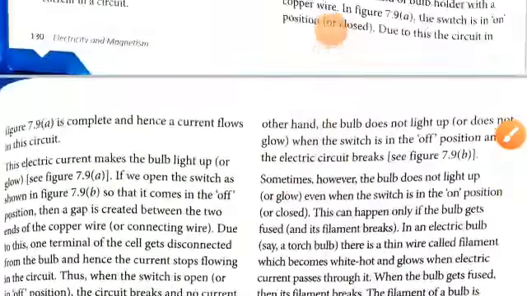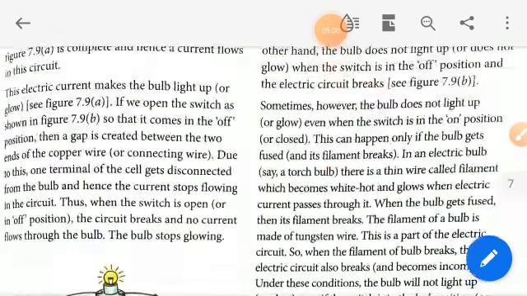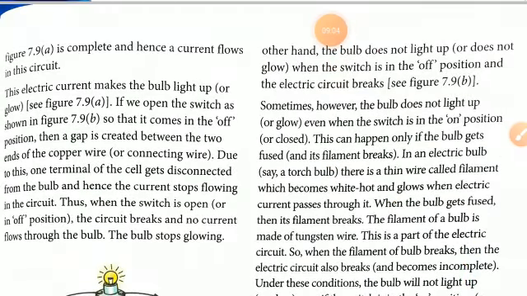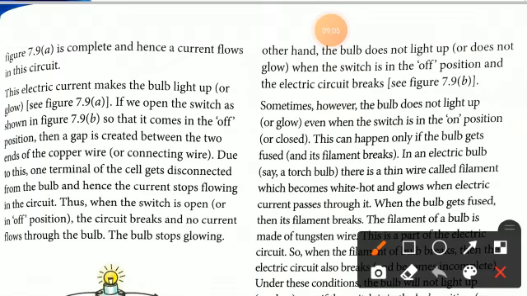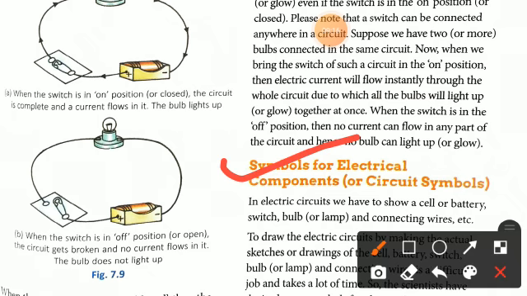That is the thing written here in this whole theory. From this point you can see that the same thing is written here. That's why I am skipping this and moving to the symbols for electrical components or electric circuit. What are the symbols used? So this is an important one. In electric circuits we have to show a cell or a battery, switch, bulb or lamp and connecting wires, etc.